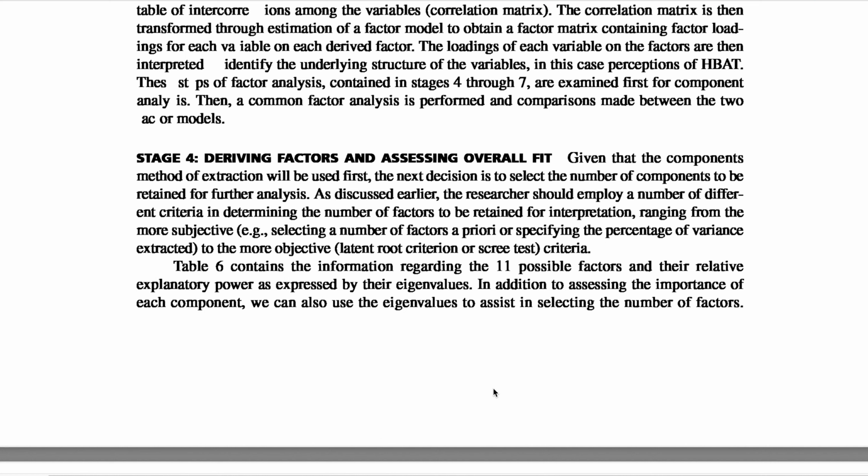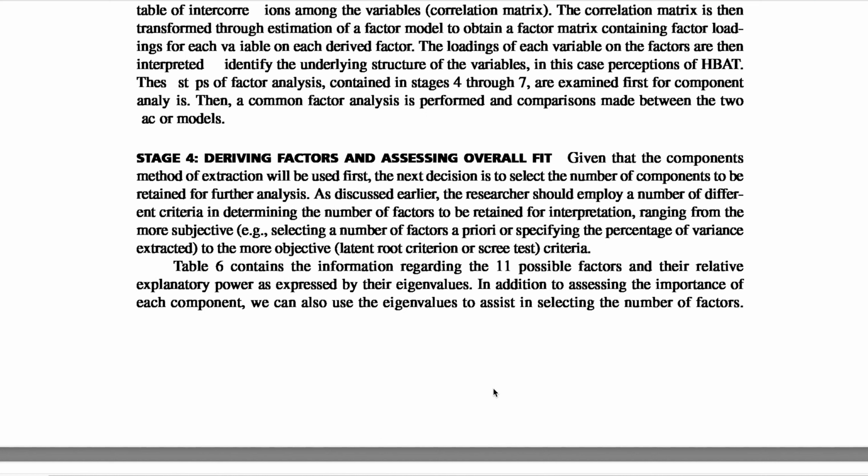Stage 5, deriving the factors and assessing overall fit. Given that the component method of extraction will be used first, the next decision is to select the number of components to be retained for further analysis. As discussed earlier, the researcher should employ a number of different criteria in determining the number of factors to be retained for interpretation, ranging from the more subjective, for example selecting a number of factors a priori or specifying the percentage of variance extracted, to the more objective latent root criterion or scree test criterion.